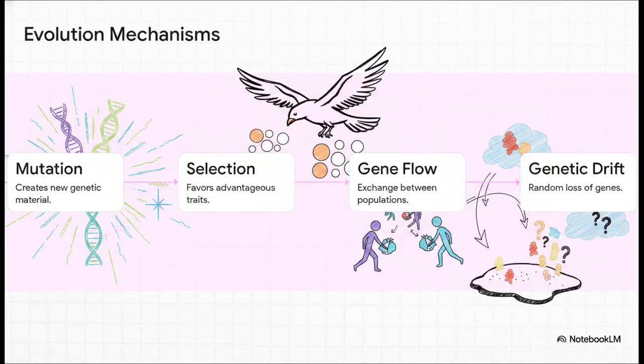All right, listen up, because for the exam, you absolutely must be able to list and define these 4 core mechanisms that drive the synthetic theory of evolution. Number 1, mutation. This is the ultimate source of all new genetic variation. Number 2, natural selection. This is the directional force favoring traits that enhance survival and reproduction. Number 3, gene flow. That's the exchange of genes when populations migrate and interbreed. And number 4, genetic drift. This is the random, chance fluctuation of gene frequencies, and it's especially powerful in small, isolated populations. Know these 4 inside and out.